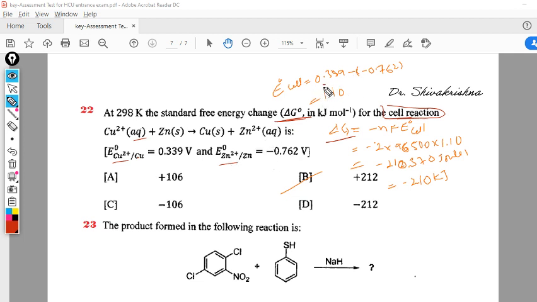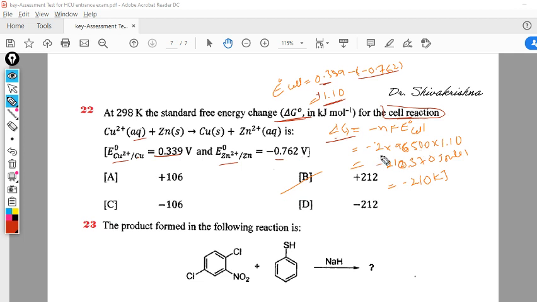The lower value will be the anode, and the higher potential value will be the cathode. So it is right cathode minus left anode. So cathode is 0.039 minus the anode, which will give plus 1.10. So delta G is minus nFE0 cell.